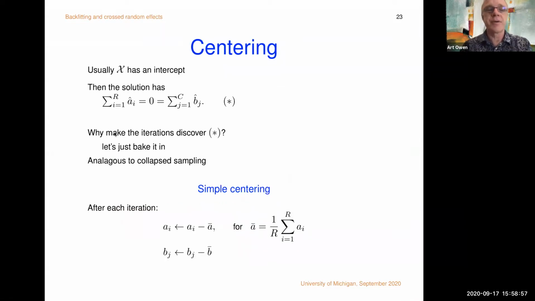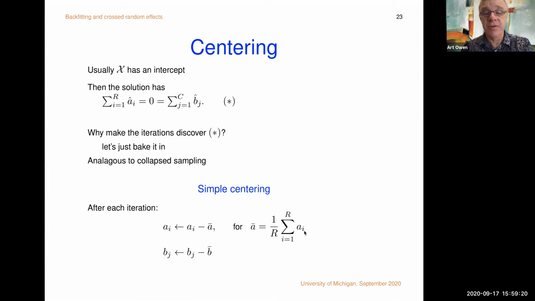We can do a little better by centering it. We know that at the solution, the A hats sum to 0, and so do the B hats. And so instead of making the iteration discover that fact, we can just bake it in. It's very analogous to the collapsed sampling. You could bake it in by centering. Every time you get a new A, you could just subtract the average. And you could center the B's if you want.